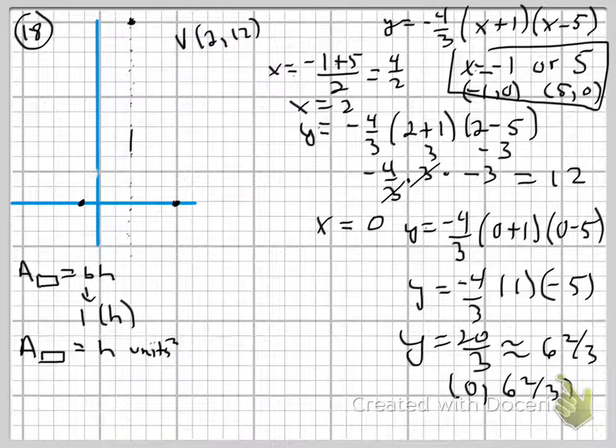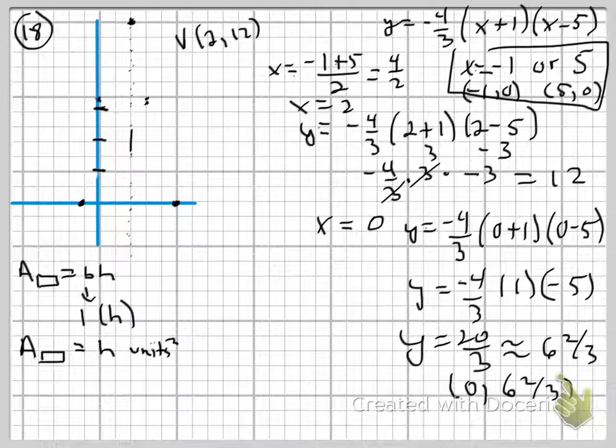So 6 2/3, well, here's 2, here's 4, here's 6, so it's just a little bit higher, about right there. Having trouble getting this to draw it. It's about somewhere under there, right there. Okay, so I'm going to do the same thing under here. Remember, this is just approximate.